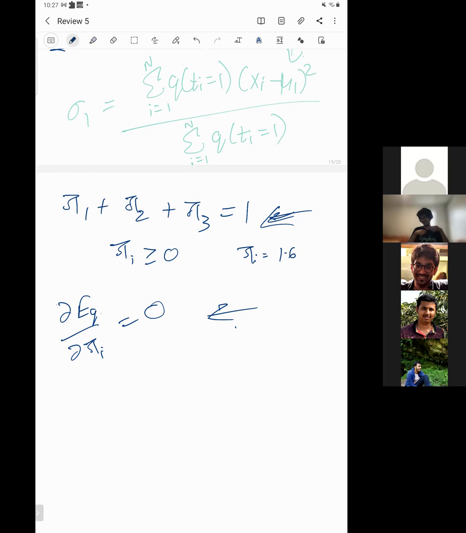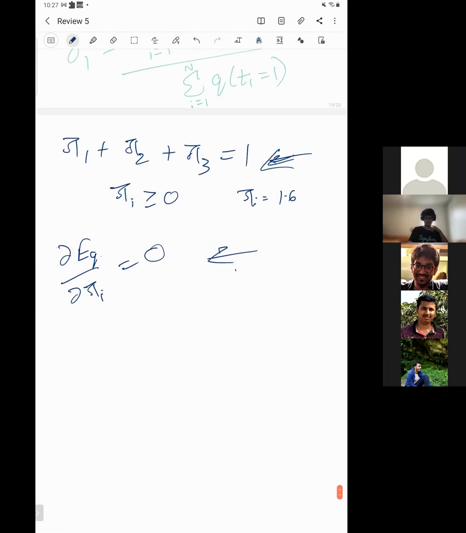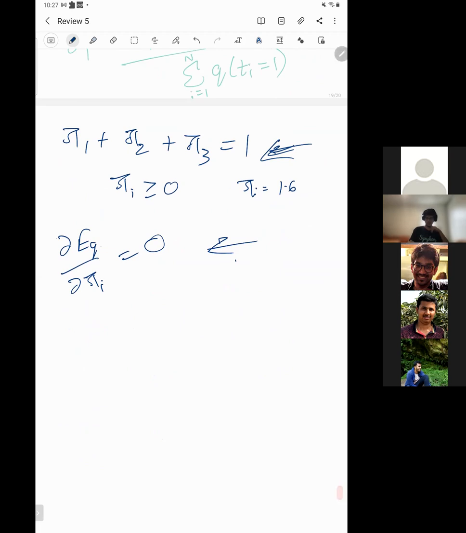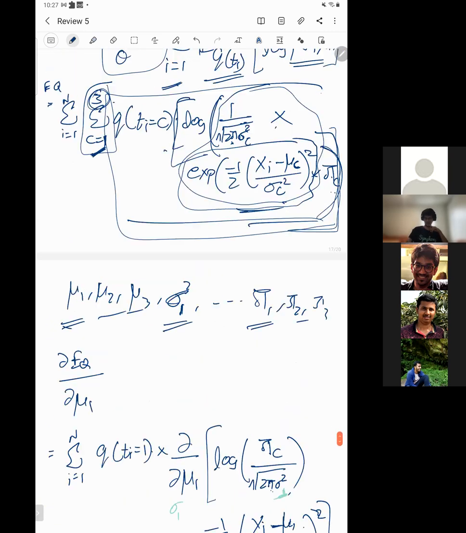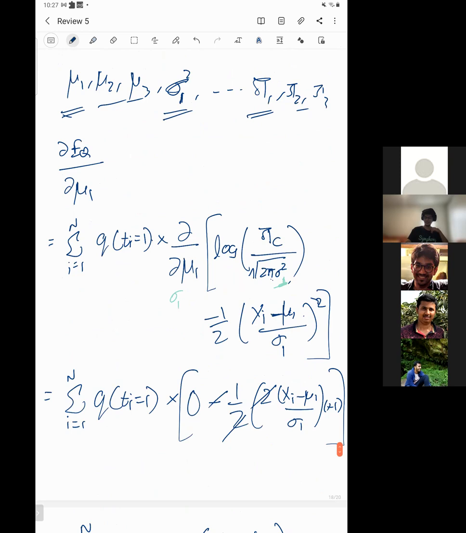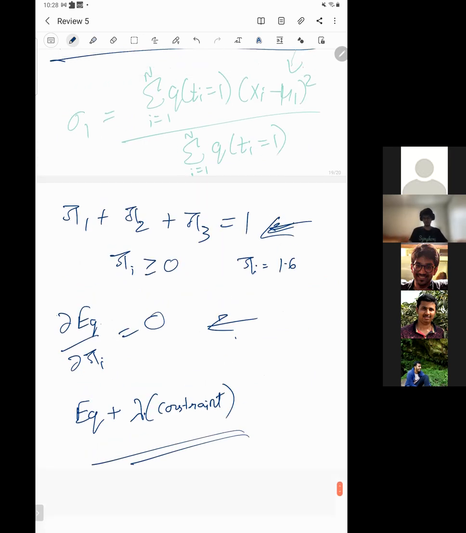Okay. So whenever this type of constraint comes into the picture, what you would do is simply do constraint optimization using Lagrange multipliers. Instead of optimizing this equation, we would optimize a new equation. When I write EQ, as in this entire messy thing, it would be the equation plus lambda times the constraint. And you would freely optimize over this instead of optimizing over the equation.